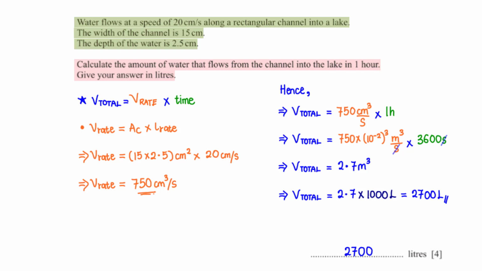Now that we have the volume rate, the total volume that goes into the lake is equal to 750 centimeters cubed per second times 1 hour. To convert centimeter cubed to meter cubed, we multiply by 10 raised to the power -2 all cubed. Then we convert 1 hour to seconds, which is 3,600 seconds. When we type this into the calculator, we get 2.7 meter cubed. To convert 2.7 meter cubed to liters, we multiply by 1,000, giving us 2,700 liters.